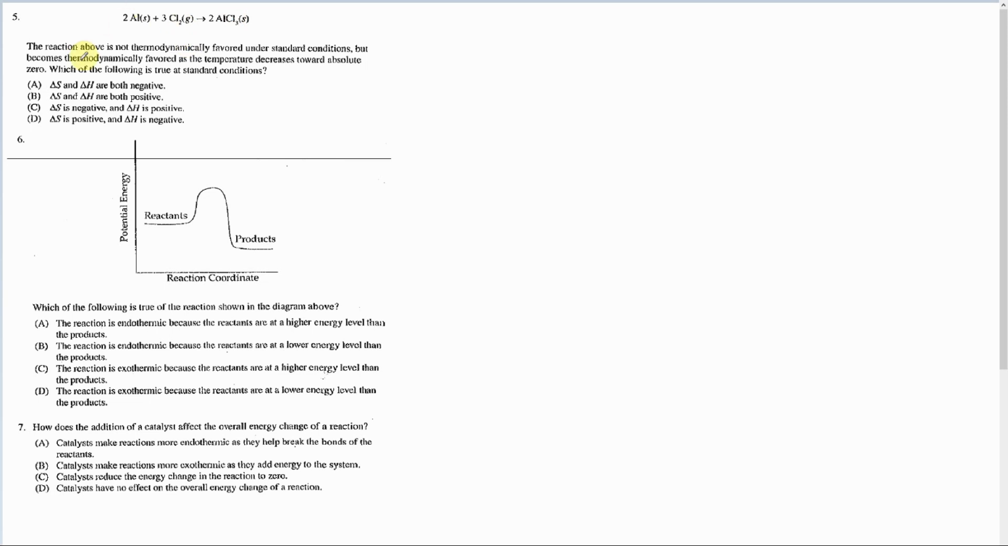Okay, let's look at number 5. We're going to do 5 to 7. So in number 5, they're asking us about whether things are thermodynamically favored or not. So we need the Gibbs-Helmholtz equation.